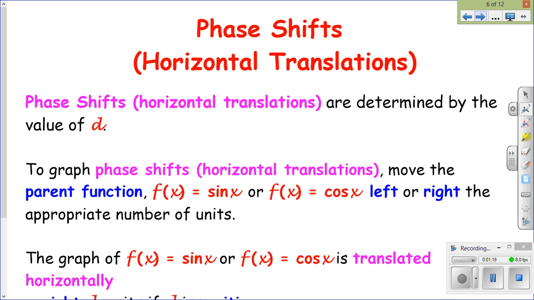Phase shifts are determined by the value of the D, the part inside the brackets with the angle. If it's negative, you're moving to the left. If it's positive, you're moving to the right.